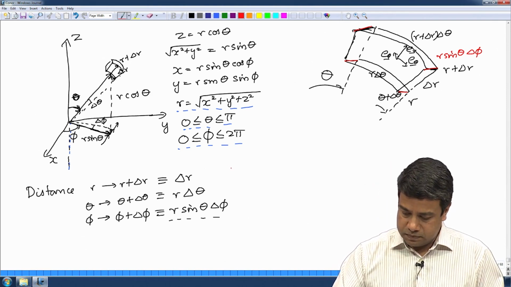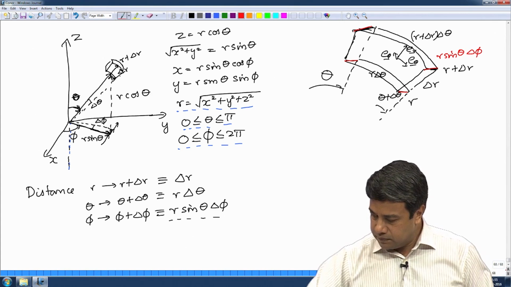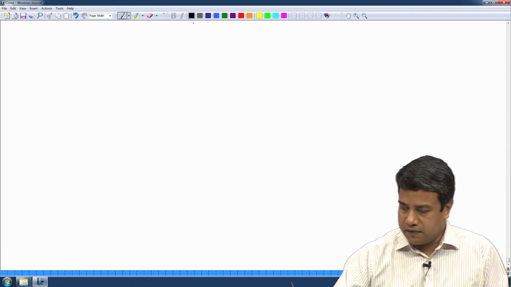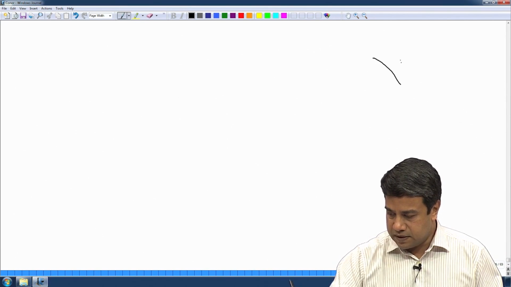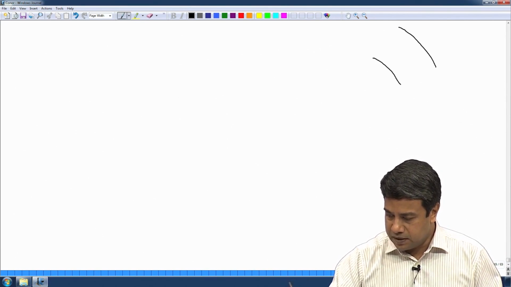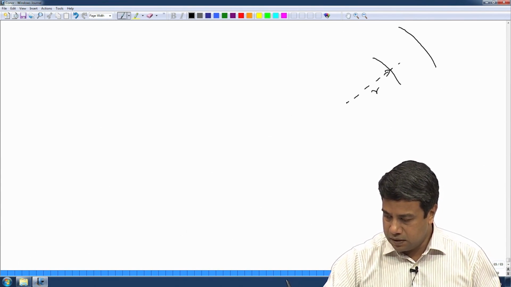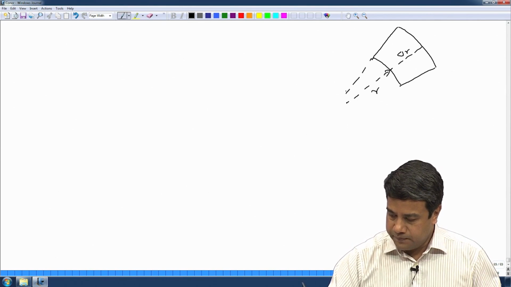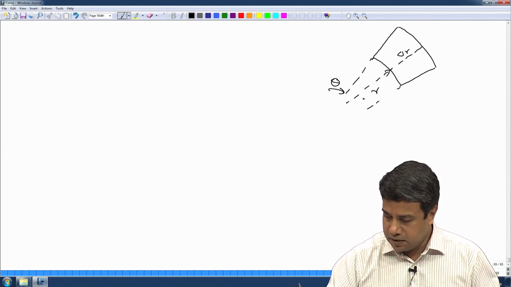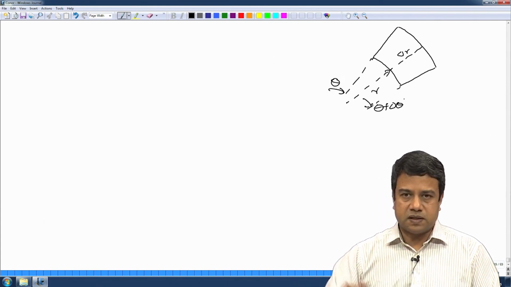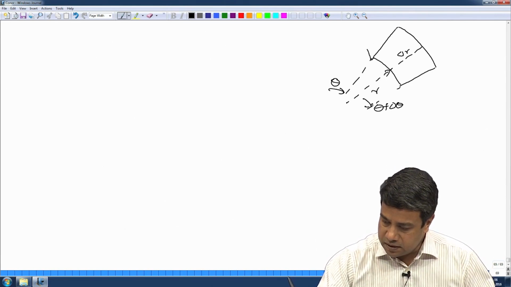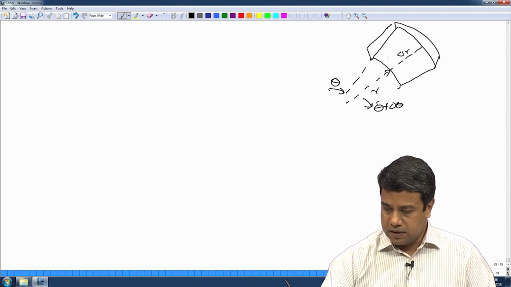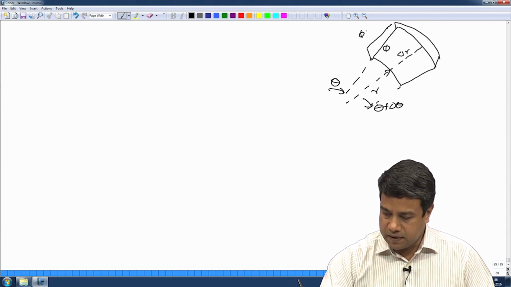Now, for this differential volume I have to write a balance equation, and in that balance equation I need to be able to identify all the surfaces first. So, the surfaces: this is at r and this distance is delta r. This is at theta and this is at theta plus delta theta. Then I have this third face, which is perpendicular to the phi direction. This will be at the angle phi and this will be at the angle phi plus delta phi.